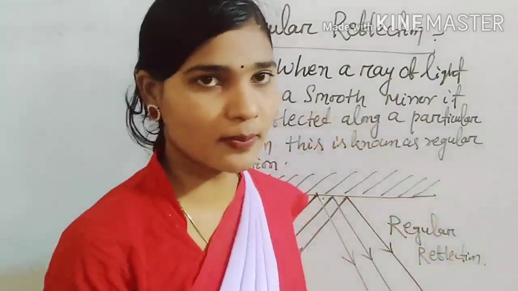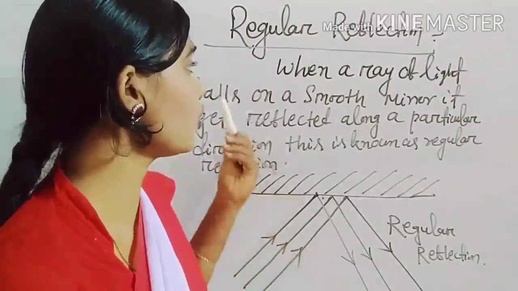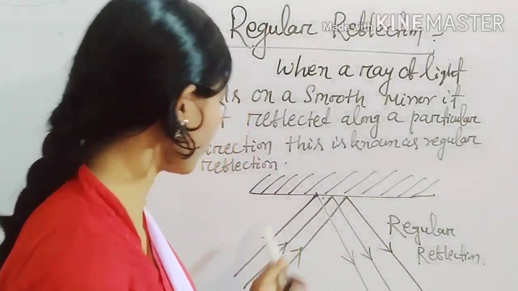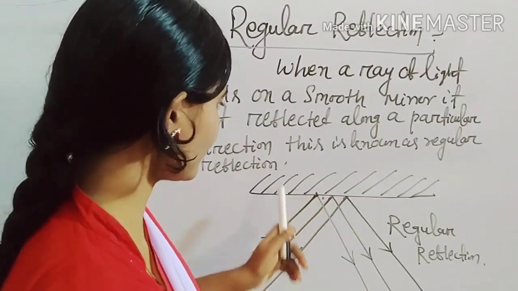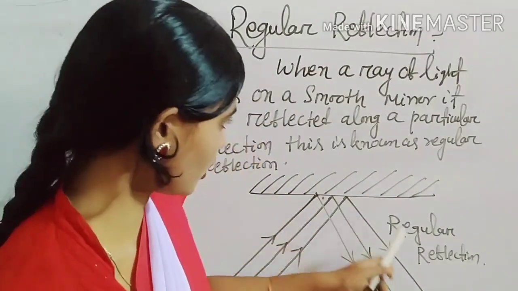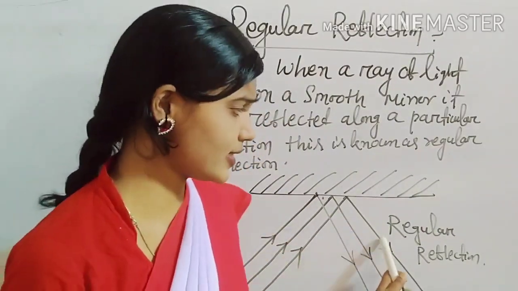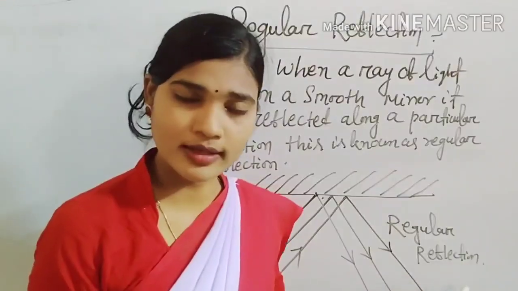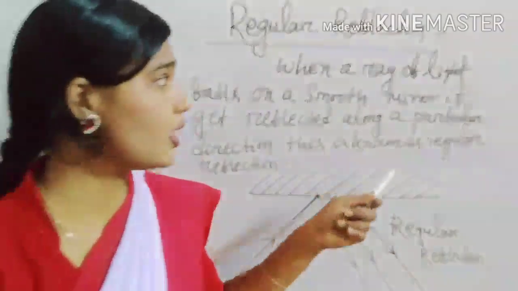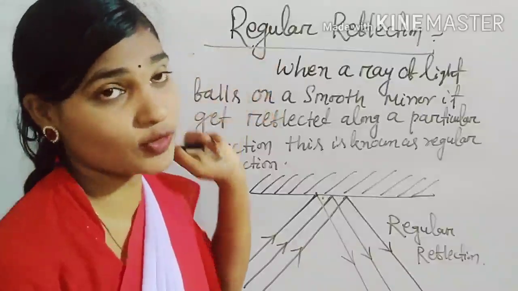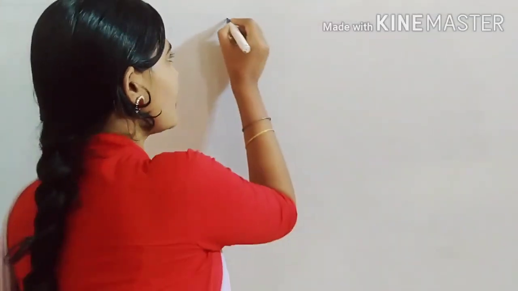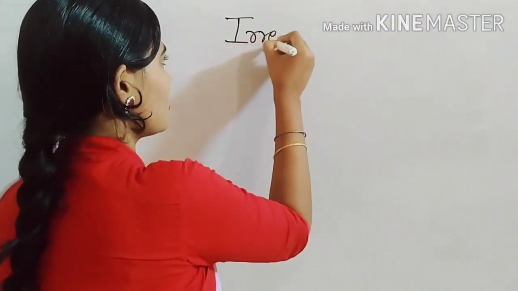So what is regular reflection? We know that when a ray of light falls on a smooth surface, it gets reflected in a particular direction. This is known as the regular reflection. Okay, so now let us learn about irregular reflection.